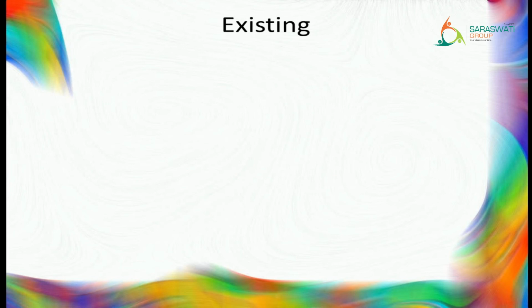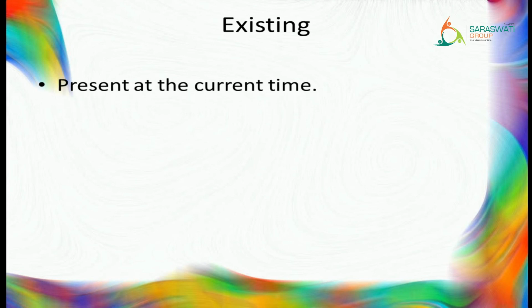Next, existing. Existing means presence, right? See the meaning: present at the current time. That means I have certain files in my laptop, but by mistake or unknowingly I have deleted that. So what will happen? When I search for that file, I will see that the file is actually not present. So if it is present, then it is known as existing, and if it is not present, it is known as non-existing. Existing means present.